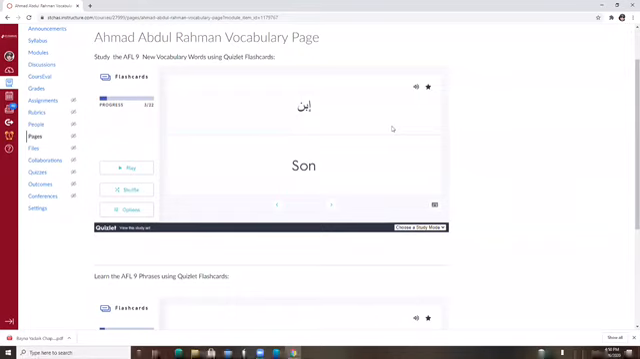Ibn. Ibn means son. Ibna, daughter. El-Yom, today, El-Yom. El-Ahad, Sunday, Yom al-Ahad, Sunday.